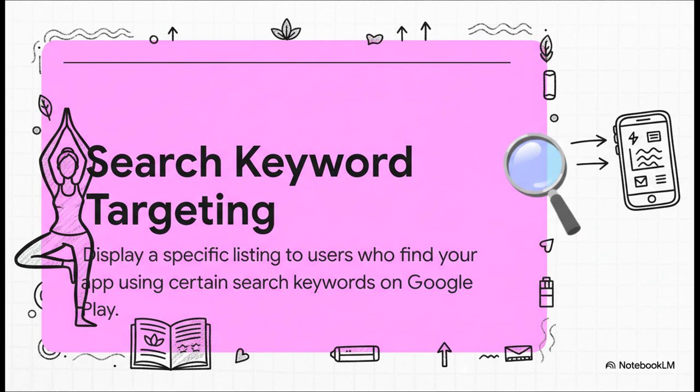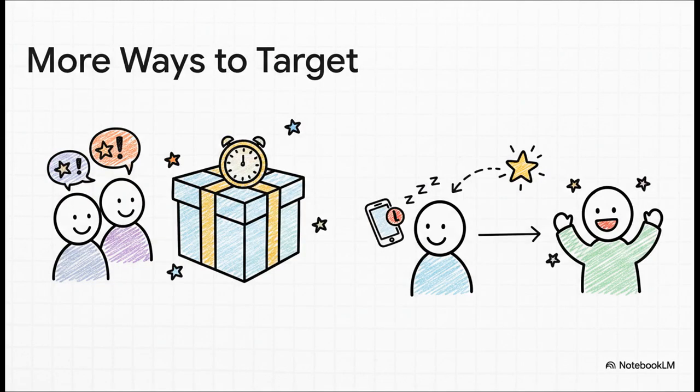Now this one's really cool because it lets you tap directly into what a user is thinking. If someone searches the Play Store for "Yoga for Beginners," you can show them a custom page that highlights your amazing beginner yoga programs. You're meeting their exact need right at the moment they express it. How powerful is that? And believe it or not, it doesn't even stop there. You can create special listings for pre-registration campaigns to build up hype before you even launch.